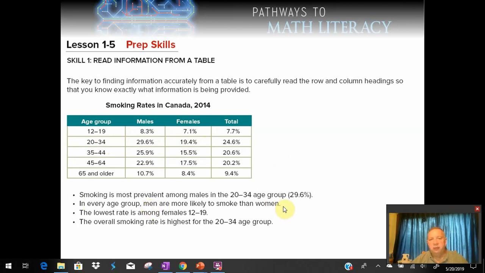In every age group, men are more likely to smoke than women. We can see that. The lowest rate among females is 12 to 19. That's the 7.1%.